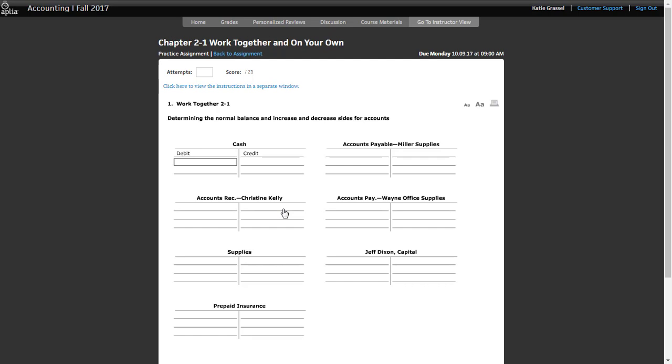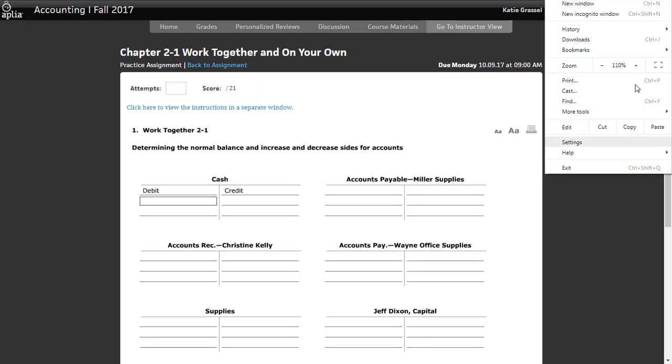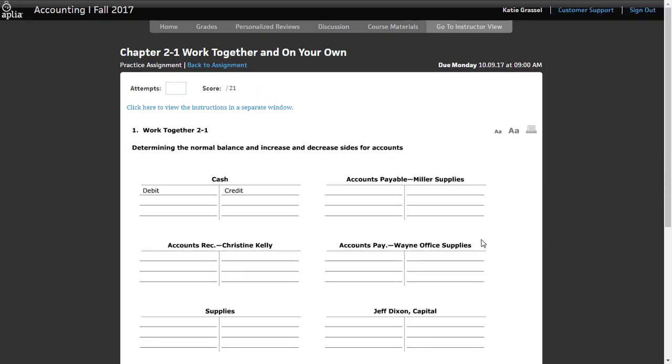Now I need to go through and label normal balance, increase, and decrease. We determine the normal balance of the account by determining what type of account classification it is. Well, what is the term of classification? Classification just means what account is associated with it in the accounting equation.